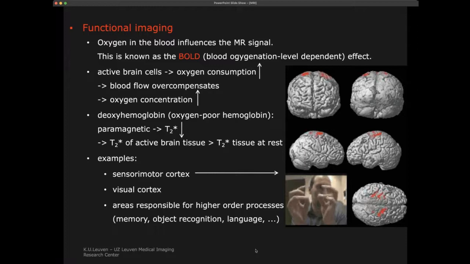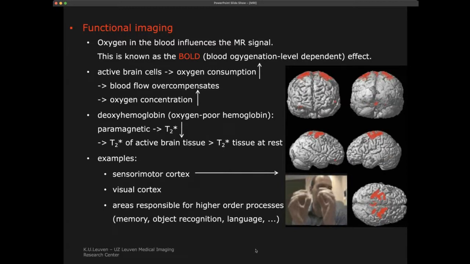You can think of a lot of tasks where you do that. By doing a rest and a task stage, and then a lot of imaging and image analysis, because quite a lot of statistics and analysis comes into it, you can highlight the regions of the brain that are specifically activated when doing a task.